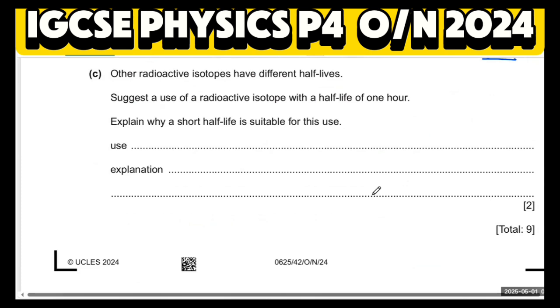Next question. Other radioactive isotopes have different half-lives. Suggest a use of radioactive isotopes with a half-life of 1 hour. Explain why a short half-life is suitable for this. You will write the use of. We always use the short half-life in medicines, medical imaging, medical diagnosis, like for the throat, iodine-131. These things we use for the human body. So first of all, short half-life is always used as medical tracers in the human body.